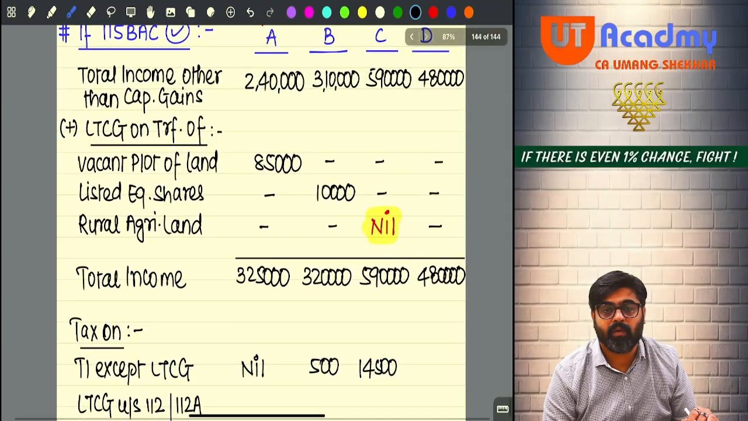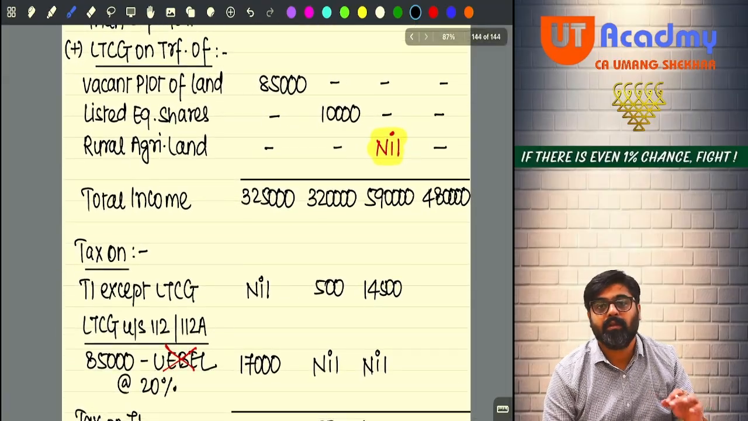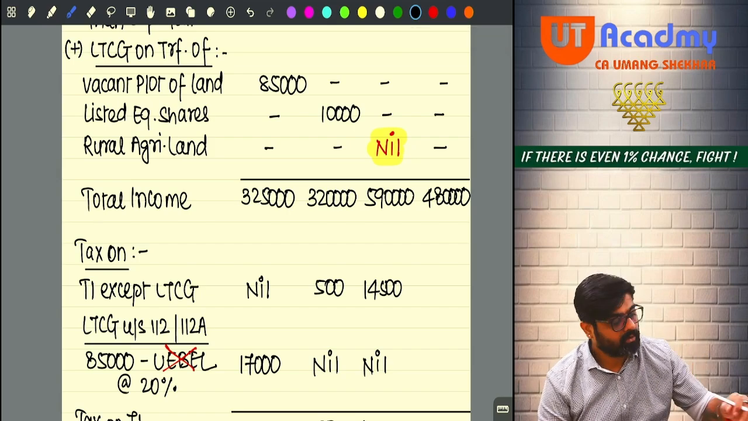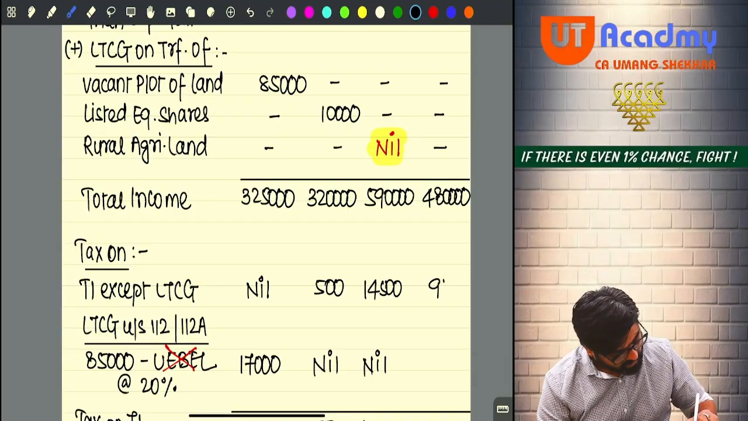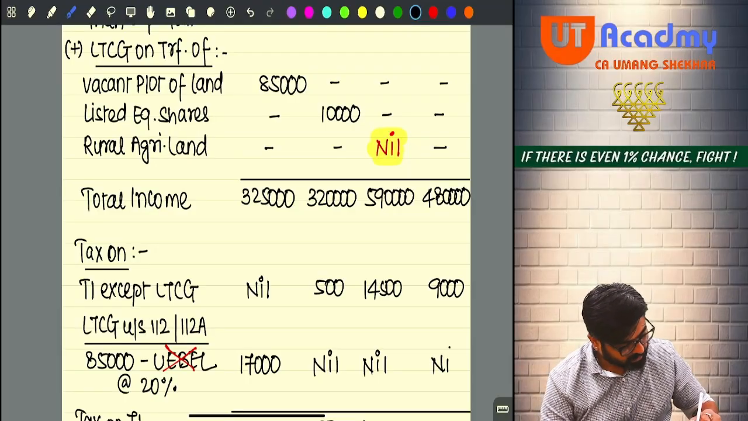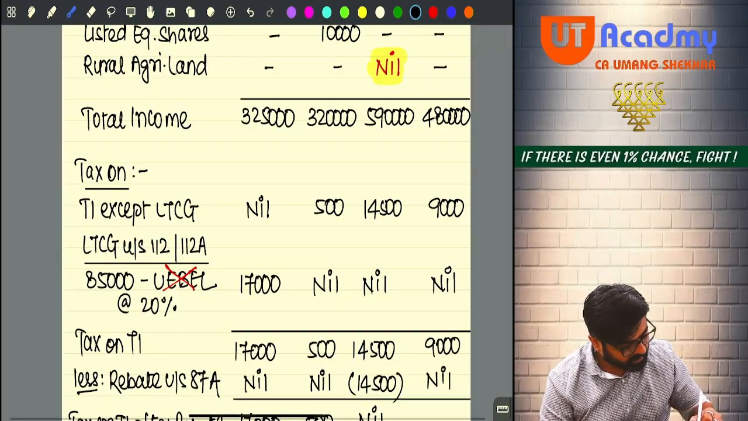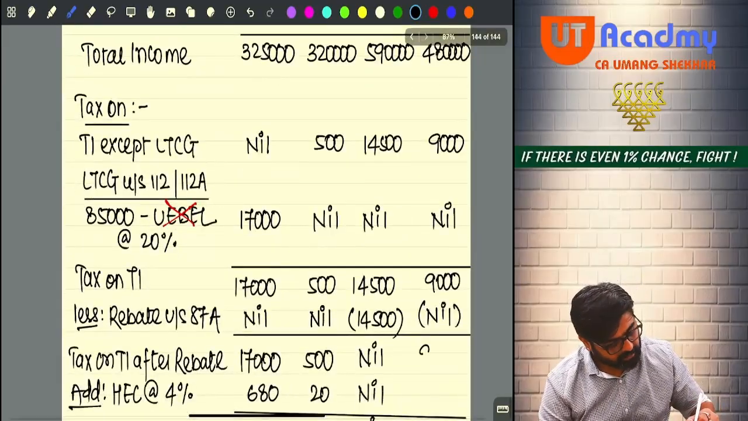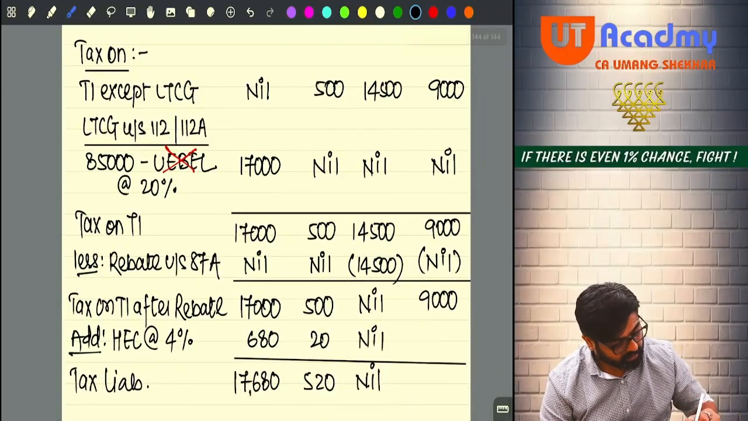Last one. On 4.80 lakh, are you going to pay any tax? Yes. Up to first 3 lakhs, no tax. And 3 lakh to 4 lakh 80, 1 lakh 80, you are going to pay 5%. So on 1 lakh 80, 5% will be 9,000. And there is no long-term gain. So no tax on long-term gain. Are you going to pay 9,000? Yes. But you are not going to get any rebate here also. Why? Because you are also a non-resident. So your tax liability will be 9,000. Okay. On that, calculate 4%. It is 360. So it will be 9,360.